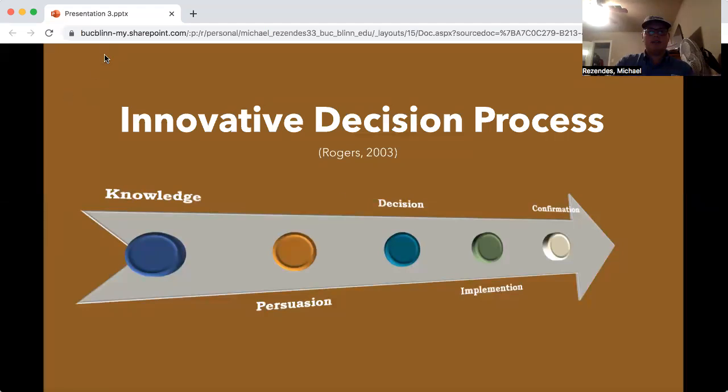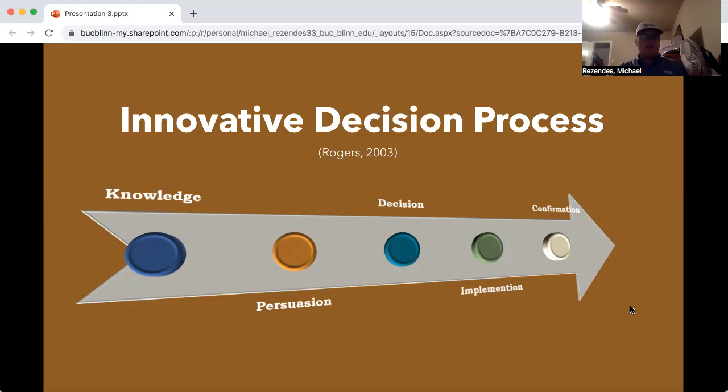Next, we're going to talk about the innovation decision process and switch gears to the back half of our presentation. As y'all can see, this is a linear process here, and we're going to go through and describe each of these. The first one is knowledge. Knowledge is not something that we spend time in. We're there and then we leave it real quick.